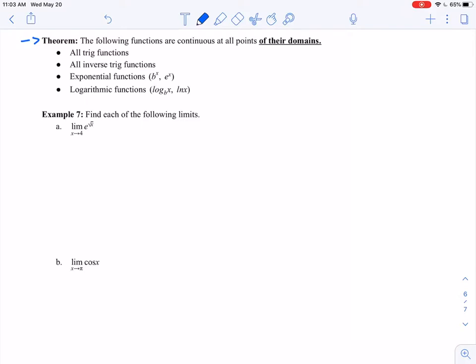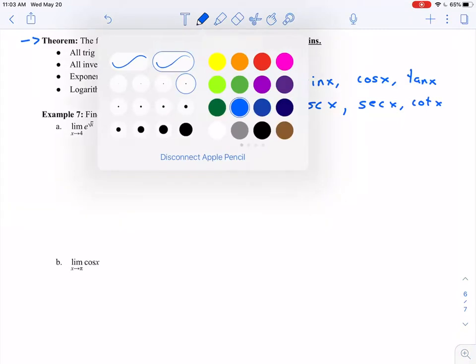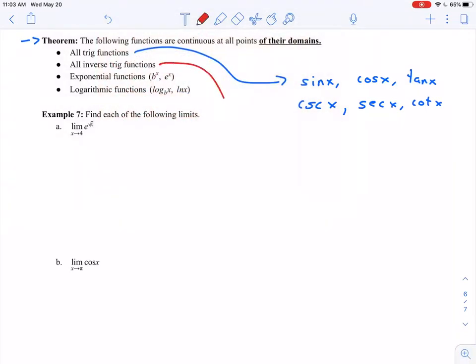domain. So first of all, trig functions. Here we might be talking about, say, sine of x, cosine of x, tangent of x, as well as their reciprocals, cosecant x, secant x, and cotangent of x. It also includes all inverse trig functions.